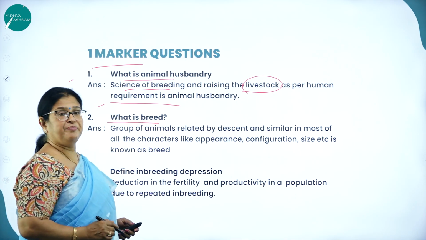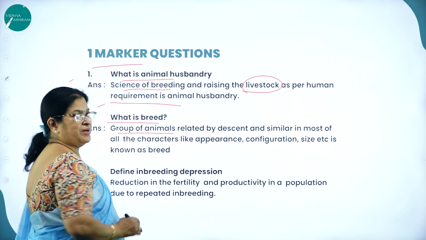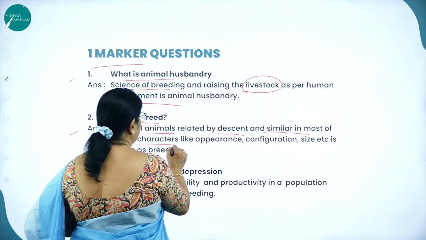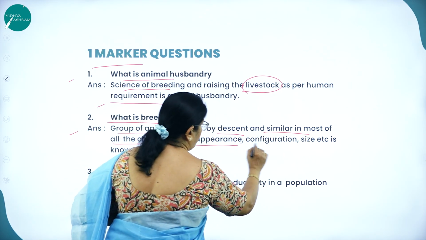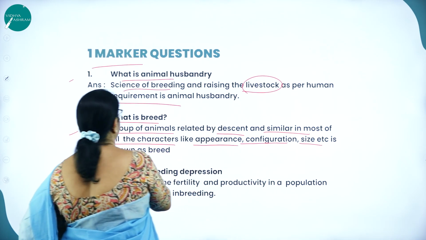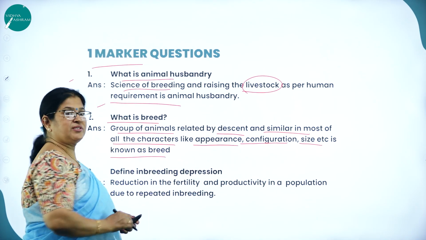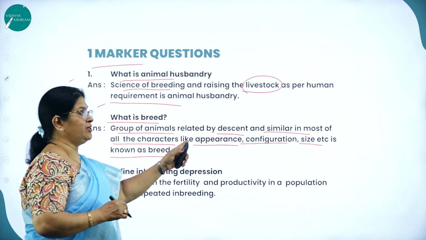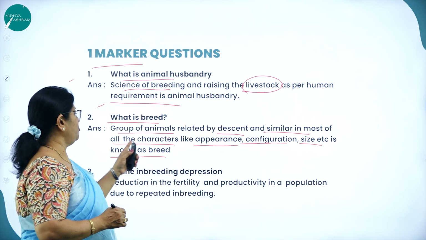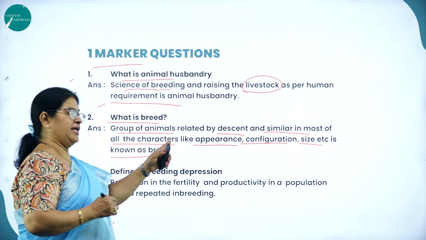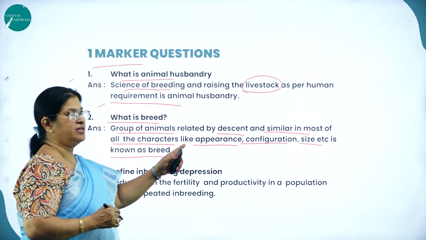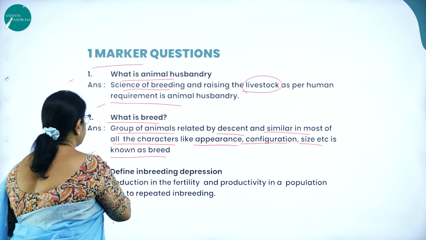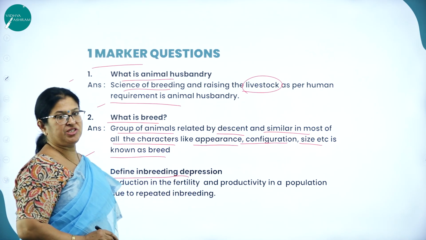Next, what is a breed? Group of animals related by descent and similar in most of all the characters like appearance, configuration, size, etc. is known as a breed. What is a breed? Group of animals related by descent, origin and similar in most of all the characters like appearance, configuration, size, etc. is known as what? Breed.